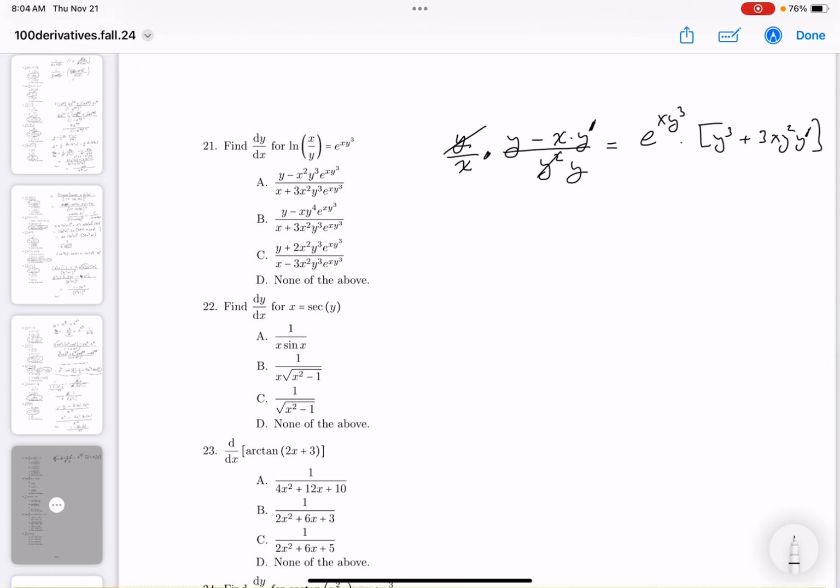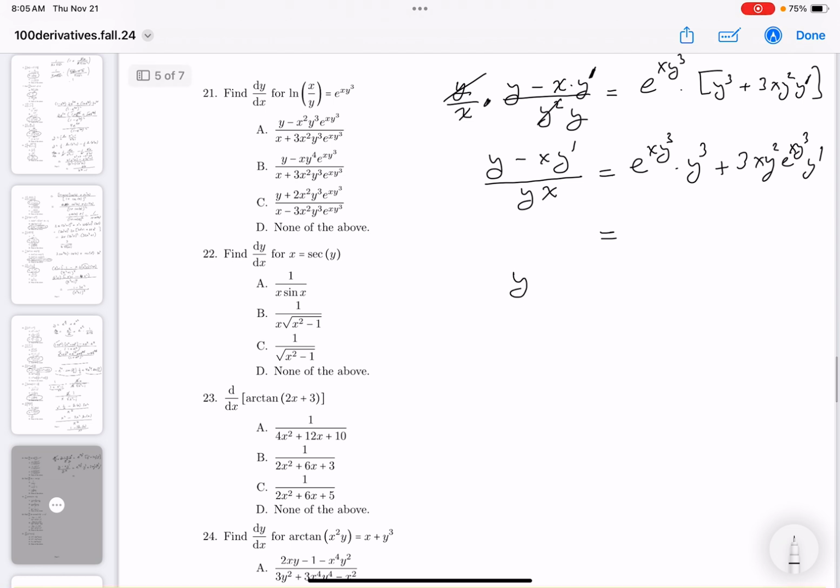All right, so what do I get? I get y minus x y prime. That's what I get on top, by the way. And at the bottom, I just get yx. All right, let me put this one down for you. This is going to be e to the x y cubed times y cubed plus 3x y squared e to the x y cubed y prime. All right? So what I'm going to do now is clear the fraction. I get y minus x y prime.